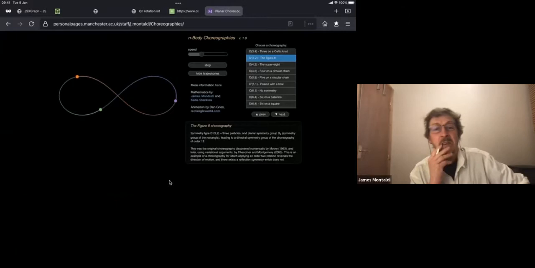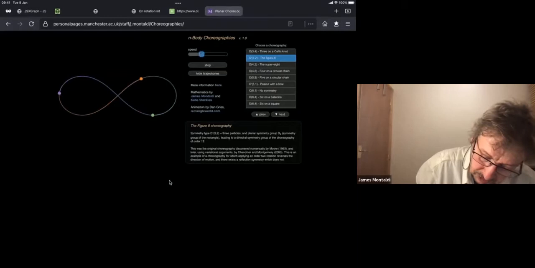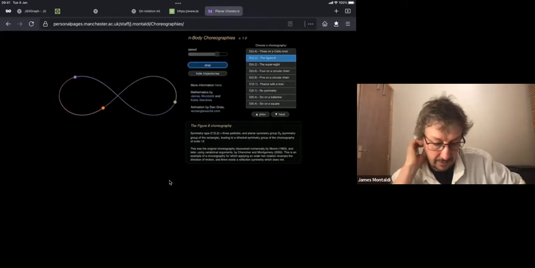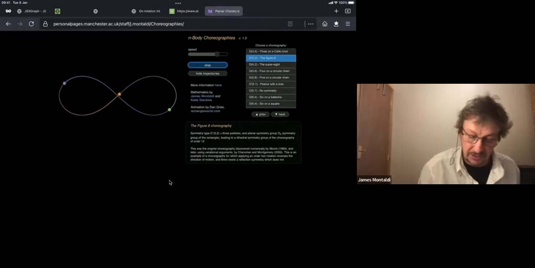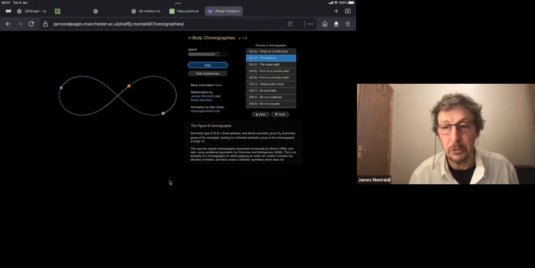This is the figure eight solution. Let's speed it up a bit. And shortly after Chenciner and Montgomery proved this, the natural thing for any mathematician to say is, well, we've got a nice figure eight with three particles on it. What about four particles? But if you put four particles on it, you're going to get a collision.